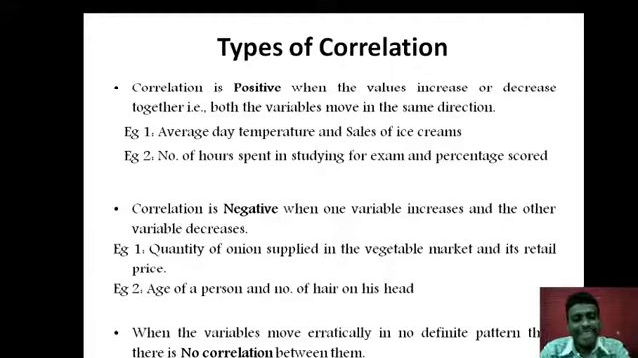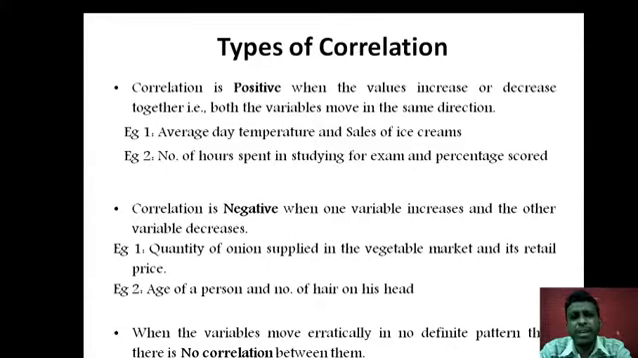Similarly, another example can be the age of a person and the number of hair on his head. We normally see that when people age, they start losing their hair on the head. So as age increases, the number of hair decreases. Both are moving in opposite directions. Hence, it is an example of negative correlation.